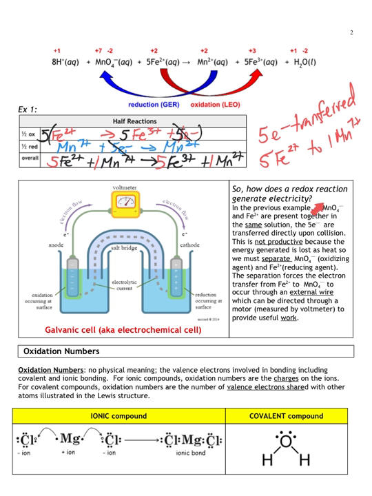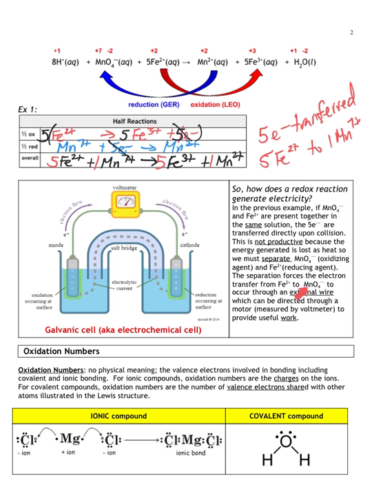So how does a redox reaction generate electricity? In the previous example, if permanganate and iron 2 plus are present together in the same solution, the 5 electrons are actually transferred directly upon collision. This is not productive because the energy generated is lost as heat, so we must separate the permanganate, which is the oxidizing agent, from the iron 2 plus, which is the reducing agent.